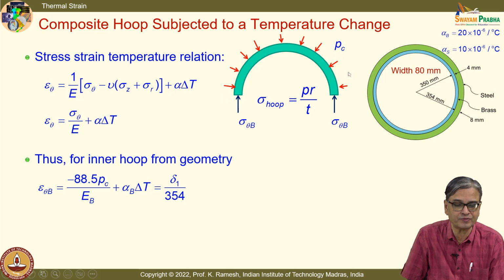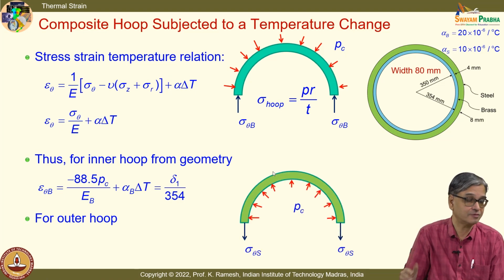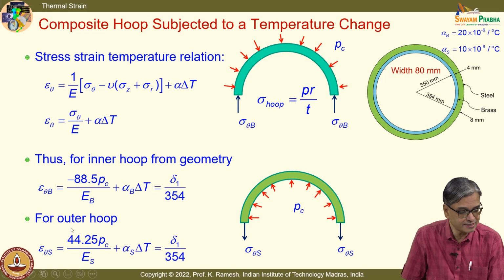This pressure gets developed because of the construction. When I have the temperature change, you also have the term related to alpha b delta T. This is for the inner hoop, and the force balance is also properly put the way sigma theta b is shown. And what happens for the outer hoop? The outer hoop expands. So I have this as positive, I have alpha s into delta T, that also goes to delta 1 by 354.